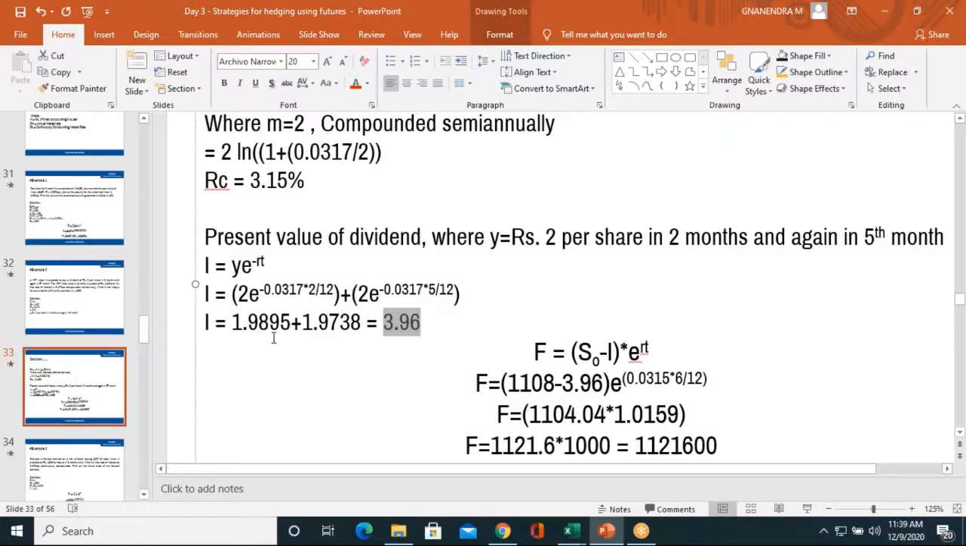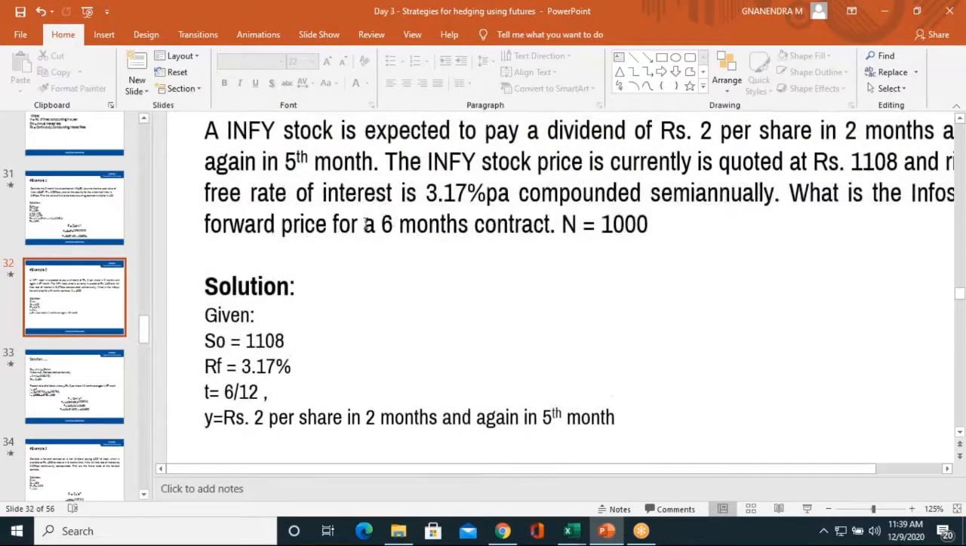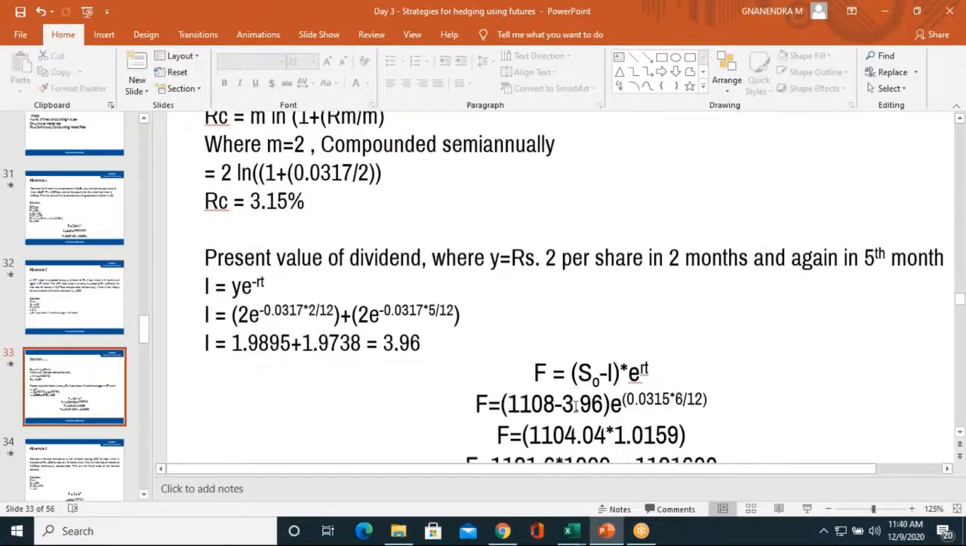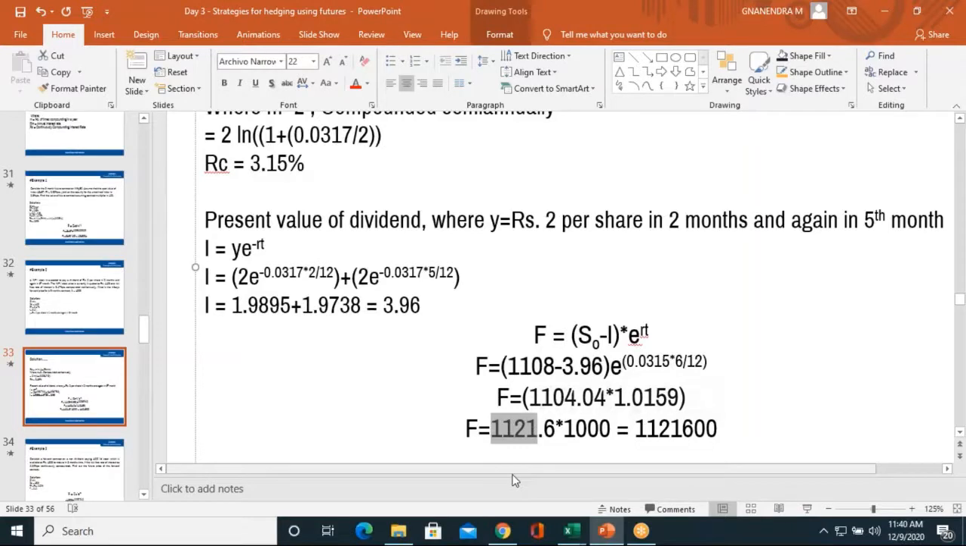So I've calculated the present value, which I'm going to get as 3.16. I assume that the spot price of Infosys is this, and I need to deduct the dividends paid, and I should use continuous compounding when I'm calculating the future value. This is for 6 months, the contract they said is for 6 months. So when I calculate that, I'm going to get 1121.6, where the spot price is this.